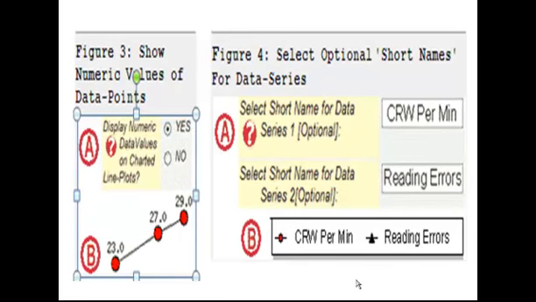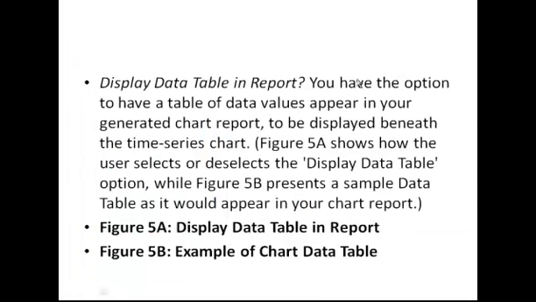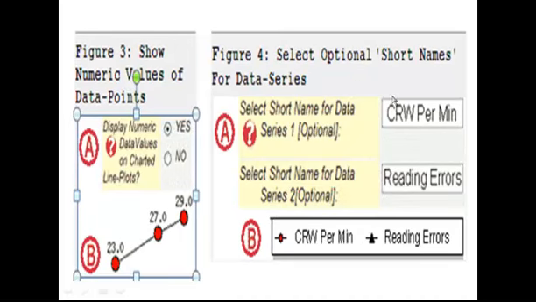And right here, you can see this very easily in figure 3. It says display data numeric values, and you just click yes. Then right here you can see how that's going to appear on your graph. And then in figure 4, again, oops, there we go. So, do you want to have a shortened name for it? Or for reading errors, you might want to put something like that as well.